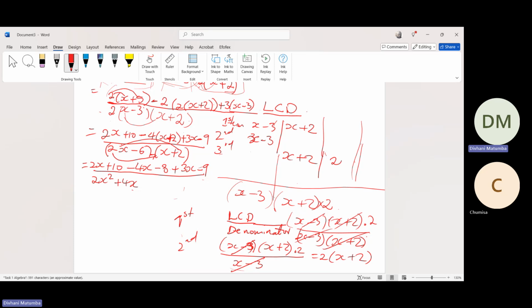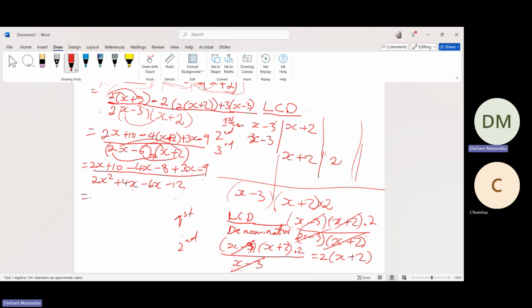I'm going to come with minus 6. So minus 6 times x is what? Minus 6x. Okay. Then I will transfer it to this term as well. Minus 12. Perfect.